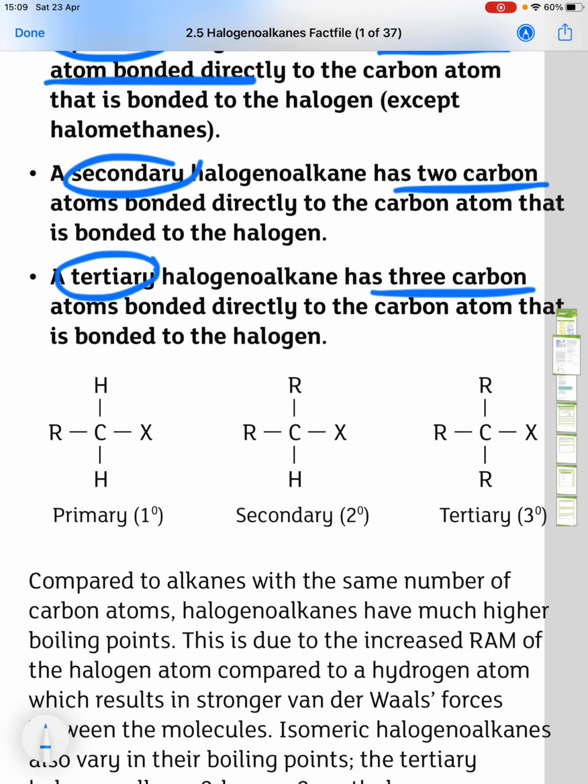So in our example here for primary, we see here that there's 1 R group, and an R group of course is just an alkyl chain. Secondary there are 2, and in tertiary there are 3.